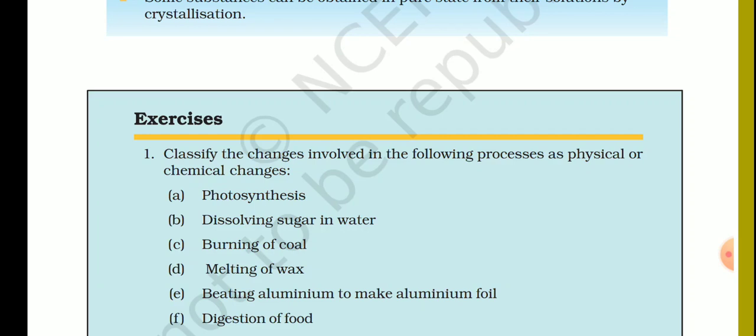Okay, students. So A, photosynthesis is a chemical change, dissolving sugar in water is a physical change, burning of coal is a chemical change, melting of wax is a physical change, beating aluminium to make aluminium foil is a physical change, and digestion of food is a chemical change. Okay, students, clear?